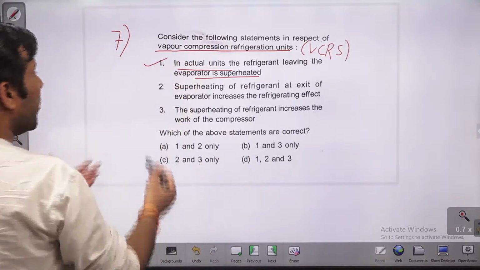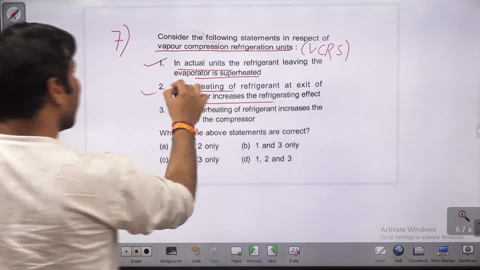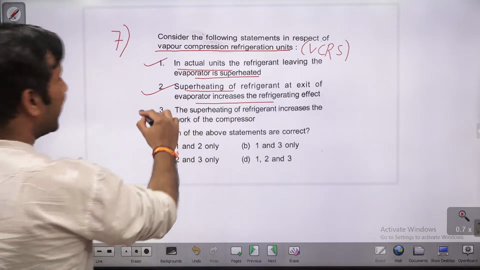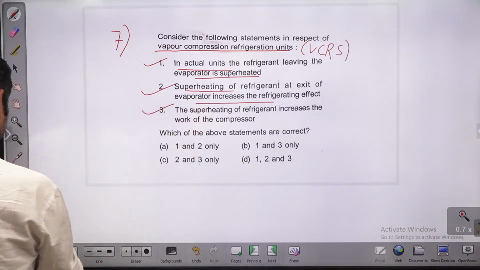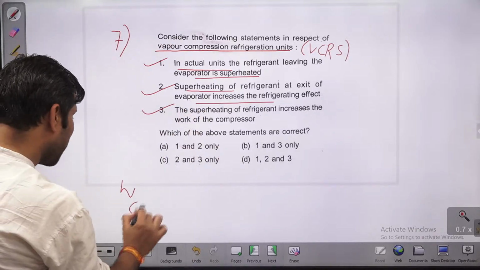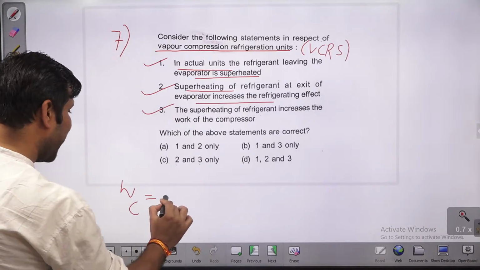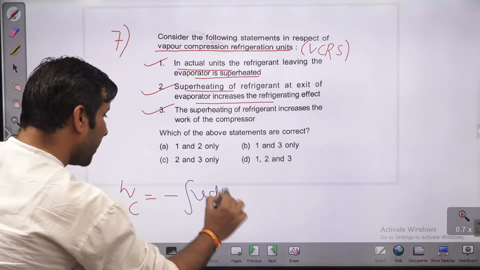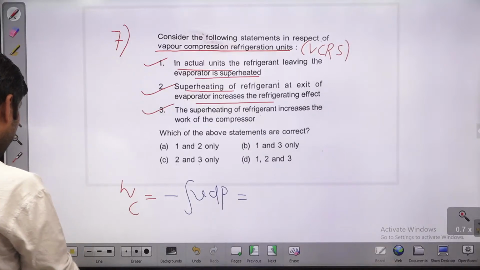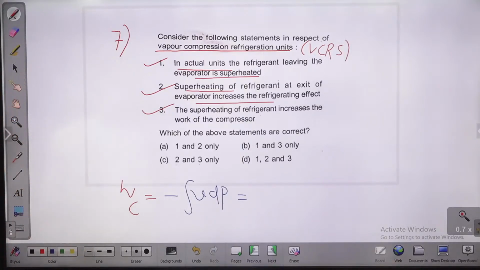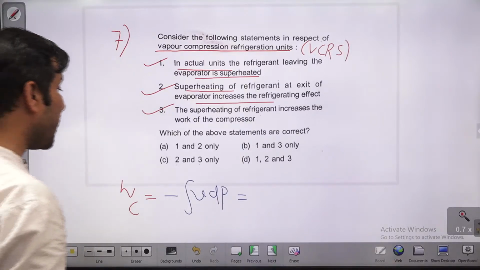Similarly, when you are carrying out superheating, the refrigeration effect will increase. This is also right. Superheating increases the compressor work. That is also right. The compressor work WC is nothing but minus VDP. You can write it as minus VDP. We can also write it in another way.